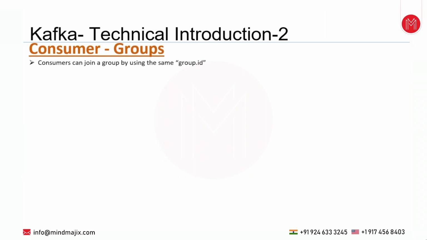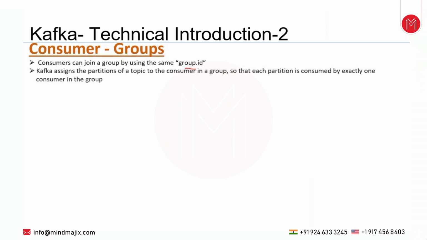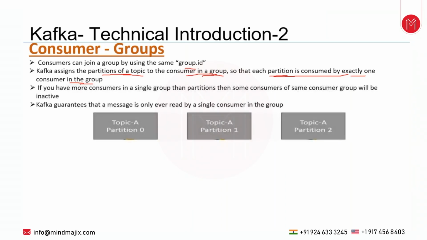Okay, so consumers can join a group by using the same group ID. For example, whenever a consumer is consuming the data, they can use a consumer group ID. Kafka assigns the partitions of a topic to the consumers in a group so that each partition of the topic is consumed by exactly one consumer in the group, which means the diagram will give you clarity.